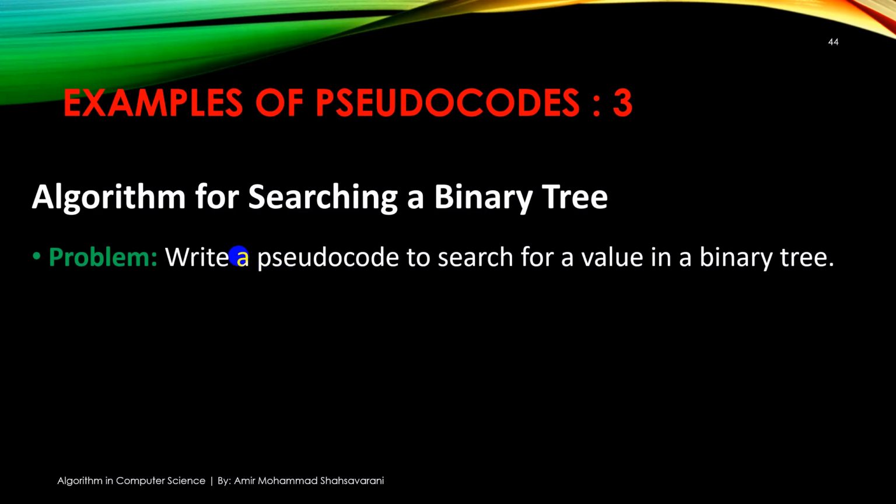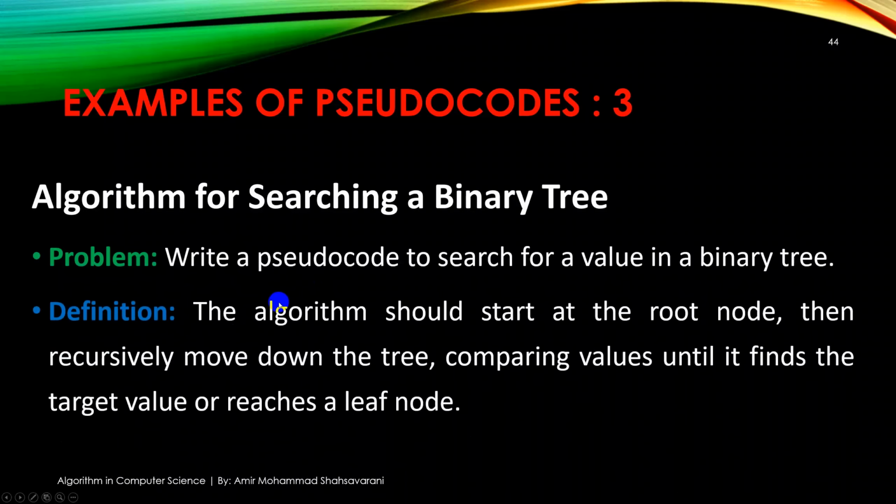Problem: write a pseudocode to search for a value in a binary tree. Definition: the algorithm should start at the root node, then recursively move down the tree comparing values until it finds the target value or reaches a leaf node, as I told you. So, how can we write it? First, we make a current node, set current node to tree.root. We are starting from the root.